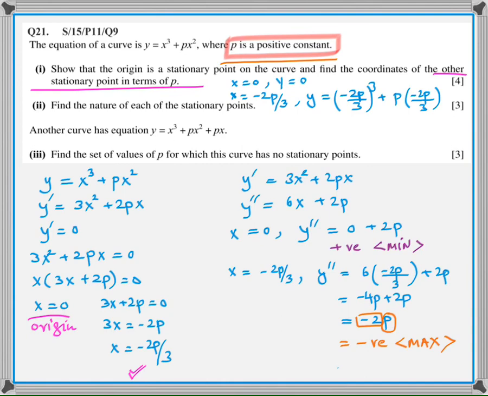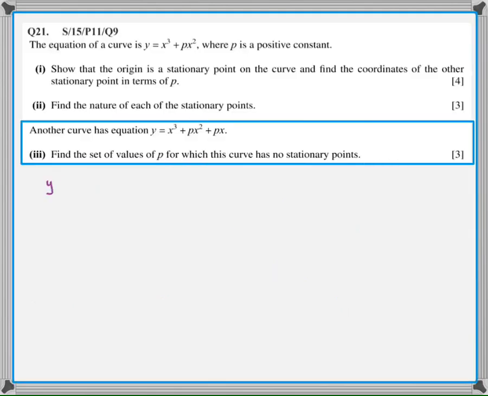Another curve has equation such and such. Find the set of values for which this curve has no stationary points. So now the second equation is there. I'll differentiate it. And it says the curve has no stationary point.